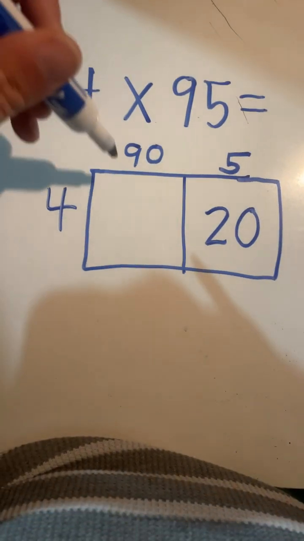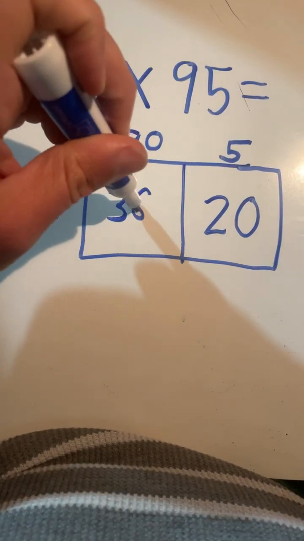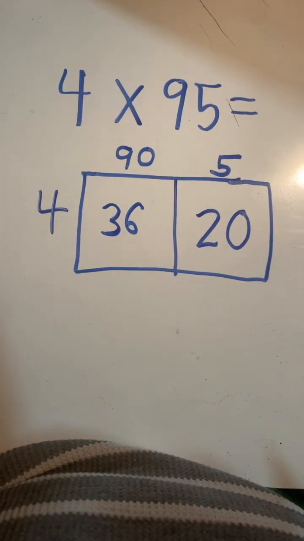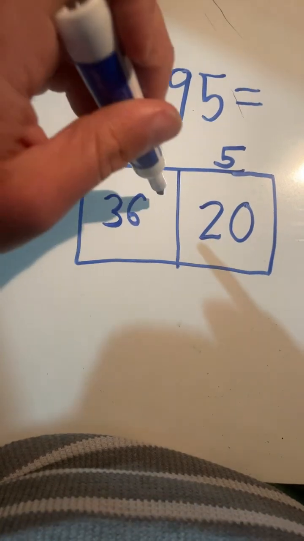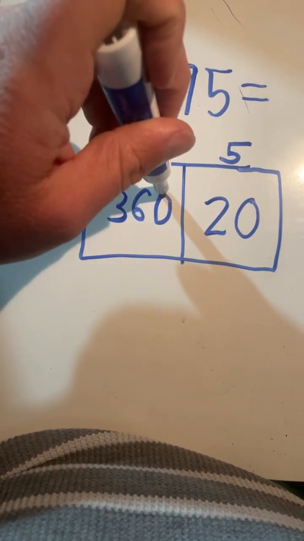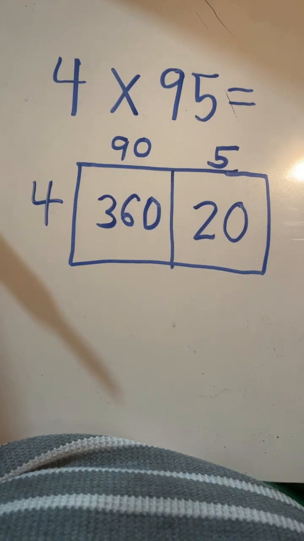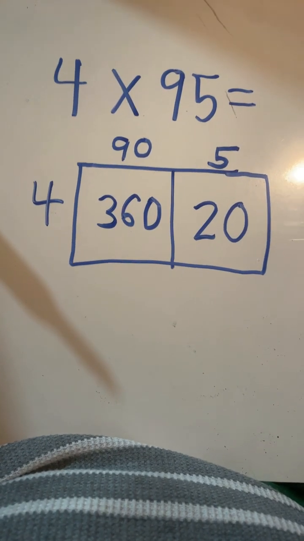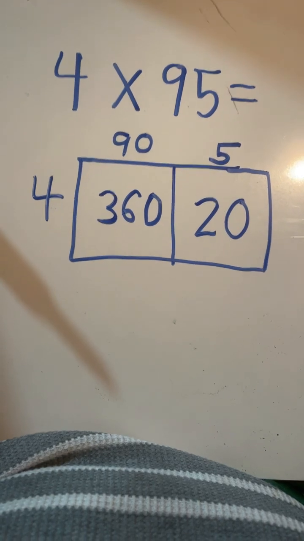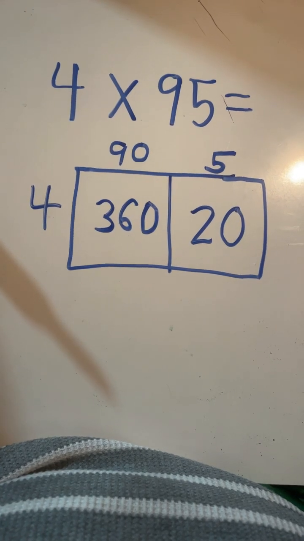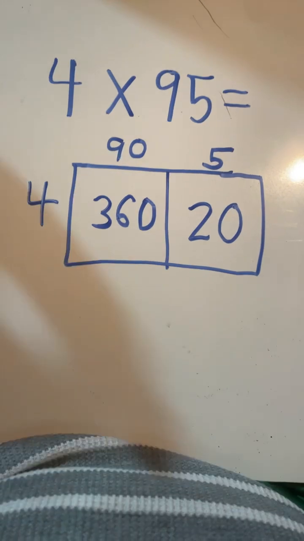So 4 times 9 equals 36. And then if we add a 0 to our answer, it becomes 360. So 4 times 90 equals 360. 4 times 5 equals 20. Now to get our final answer, we have to add these two numbers together.